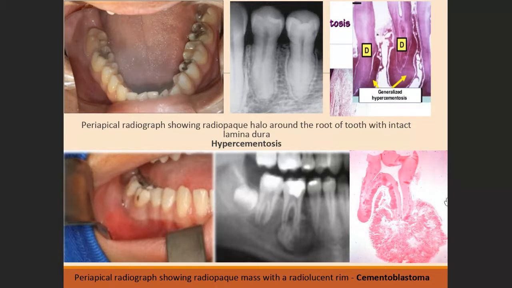Okay. So with this, we are completing the odontogenic tumors. I think you have understood it. If you have any doubts, please type. Okay, you can type in your chat box.